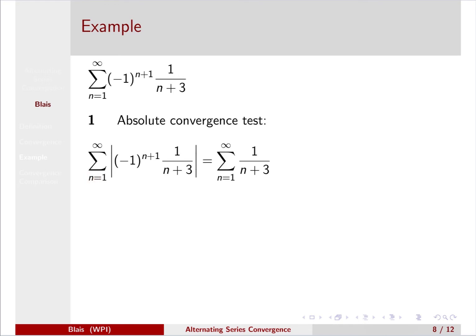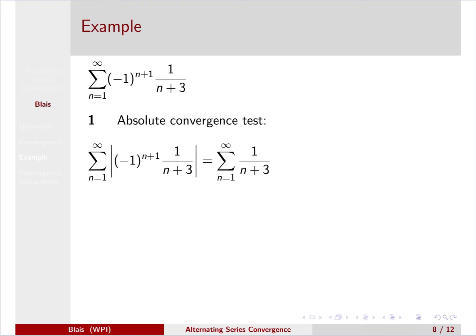So let's take our series and look at the related series, where we take the absolute value of the terms. And this (-1)^(n+1) term is always plus or minus 1. When we take the absolute value, it's always a plus 1. And so the resulting series is the sum, n going from 1 to infinity, of 1 over n plus 3.